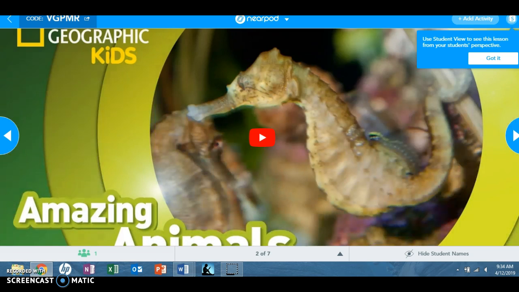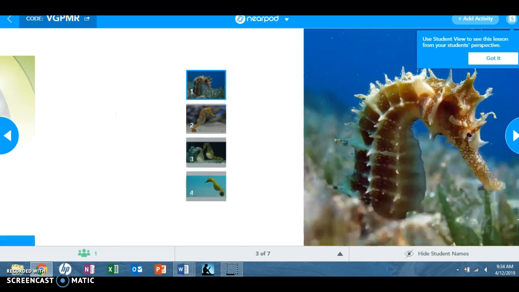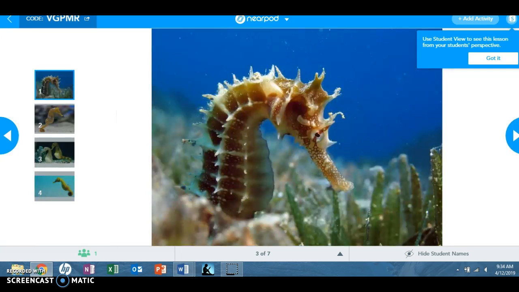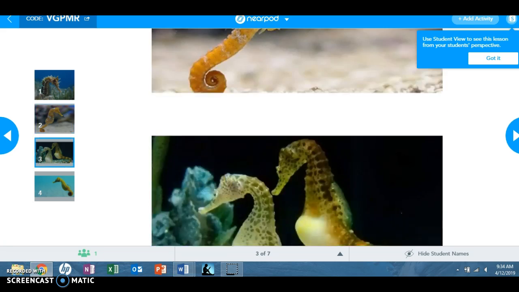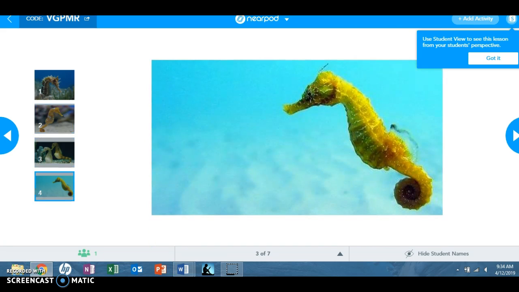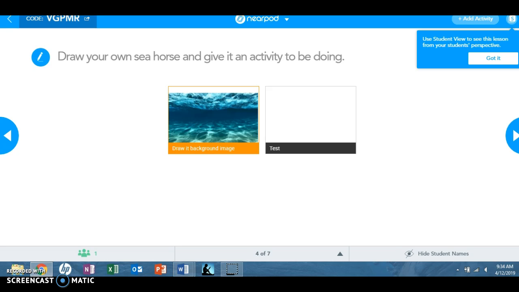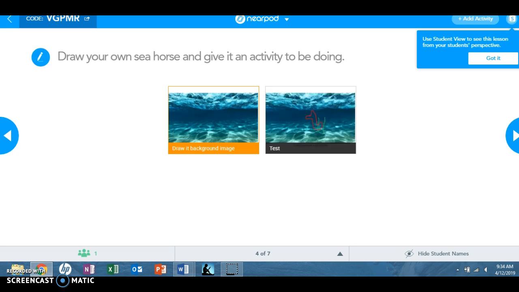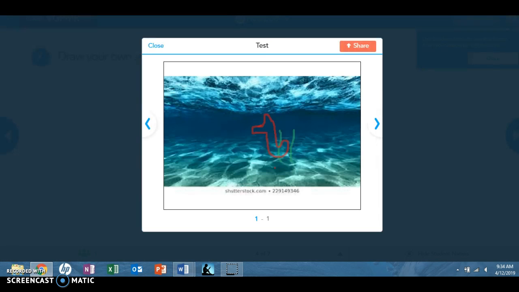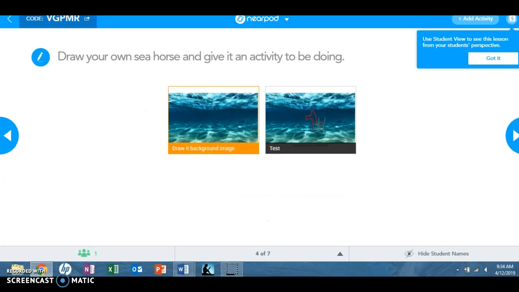They would then watch this short video by National Geographic that I added, and then just kind of look at the different types, what they look like, all that. And then I would use that to have them draw their own. This is the one that my student drew. And it says they should be doing activities, so I can see that they're holding on to the seaweed as their little seahorse.